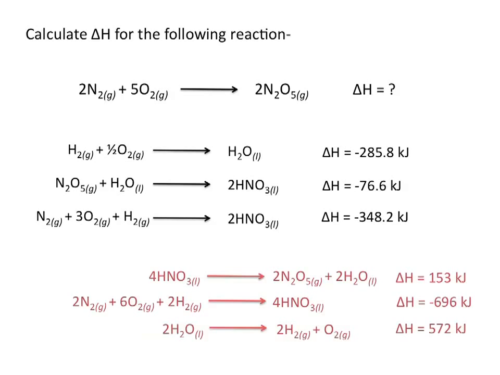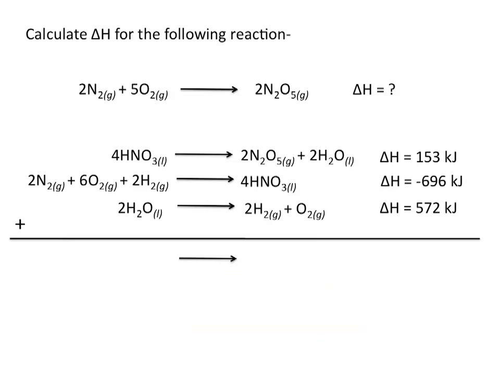Now that we have 2 moles of water on the reactant side and the product side, those will cancel out when we add these equations together. And the same thing with our 2 moles of H2 on the reactant side and the product side. Now hopefully we've modified all of our equations correctly. So remember, we add everything on the reactant side and everything on the product side, and then we can cancel out anything that's the same on both sides.